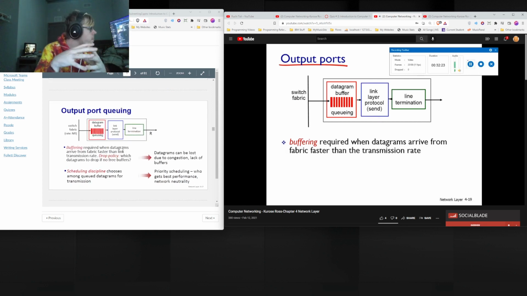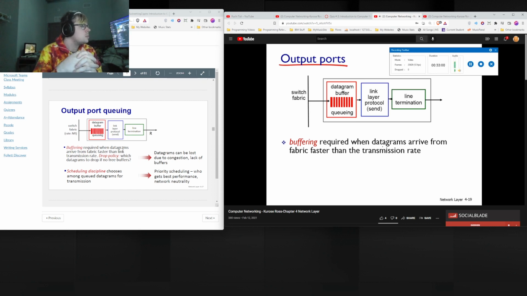Let's discuss it. So what does the output port do? Output port stores the packets that have been forwarded to it through the switching fabric and then transmits the packets on the outgoing link. The output port performs the reverse of the data link physical layer functions at the input port. But when the link is bidirectional, an output port will typically be paired with the input port for that link. So if you see, it buffers, it queues, then it sends, then it terminates.